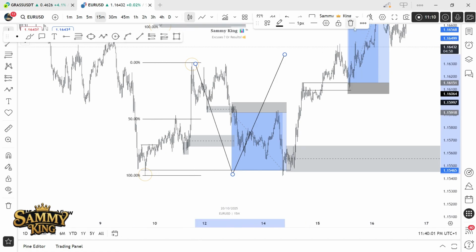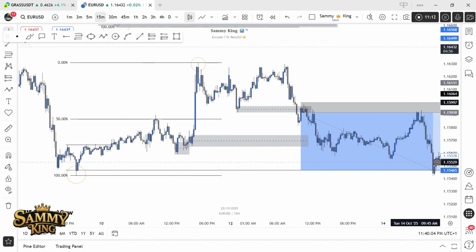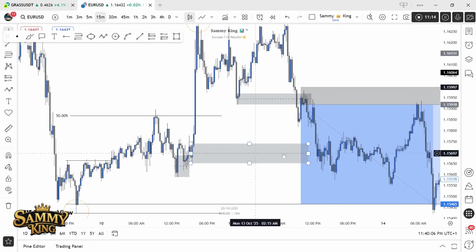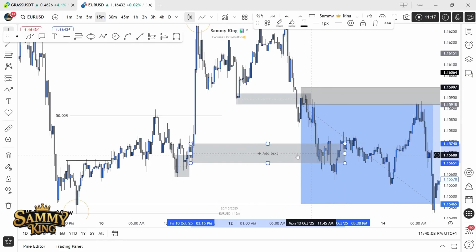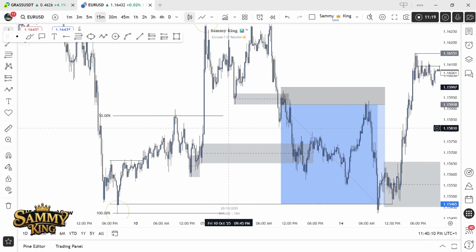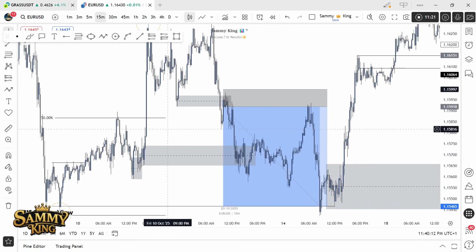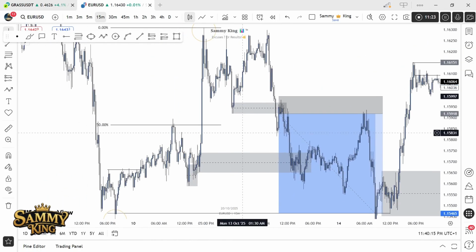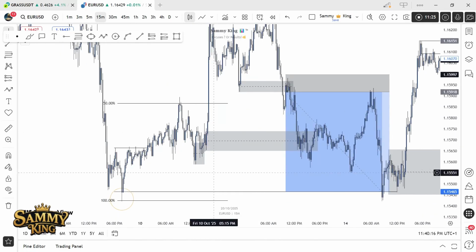Now, let me delete this and show you. Some of you might actually want to mark out this other block to buy from here. As you can see, price invalidated you. Now, were you correct to mark out your other block? Yes. But did price invalidate you? Also, yes. Why? Because we were trying to buy at an immature place.